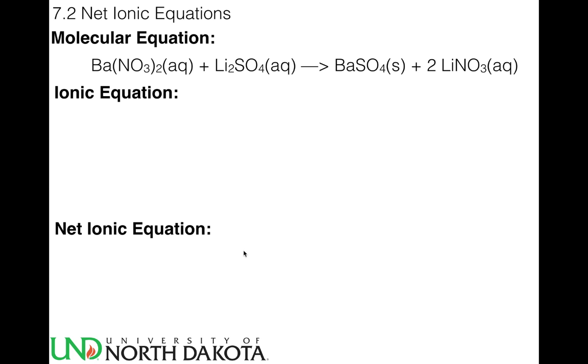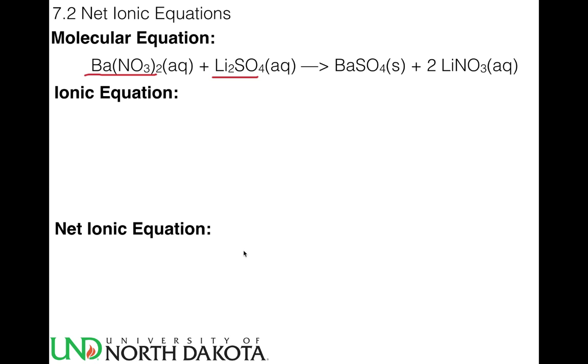Let's start with our molecular equation and write the ionic and net ionic equations for the equation that's given. We have barium nitrate plus lithium sulfate yields barium sulfate and lithium nitrate. This equation is called a molecular equation, even though you may notice we have all ionic compounds. It's called a molecular equation because the ionic compounds are written as their formula units.